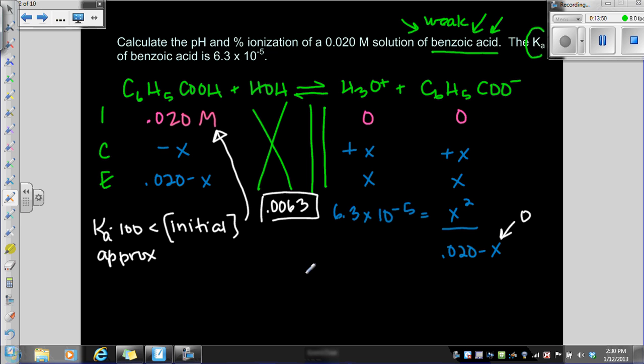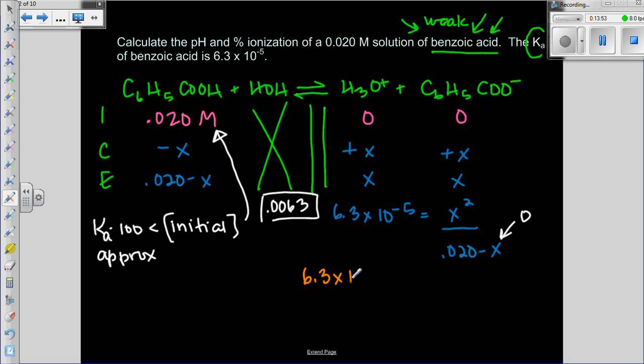So if I make this X 0, then what I will have, let me switch to a different color for this next step, is 6.3 times 10 to the negative 5th equals X squared divided by 0.020 minus 0, which would really just be 0.020. And we can do that because our Ka is so small. If you ever see a Ka that's 10 to the negative 5th or smaller, so like 10 to the negative 6th, negative 7th, or a Kb that's that small, that's typically a clue that you can approximate, and then you want to double check and make sure that you can actually do that by checking your initial concentration.